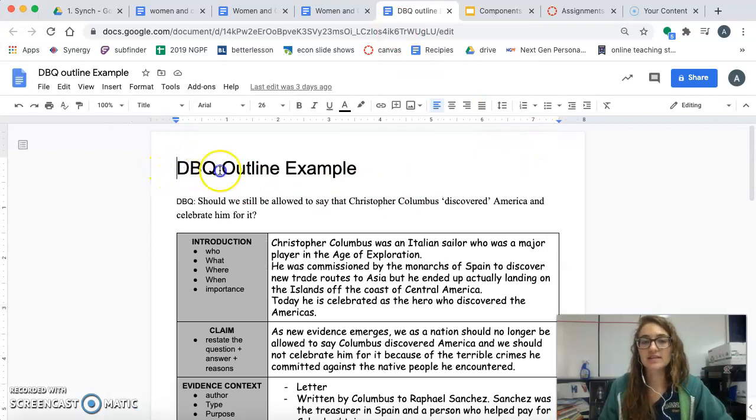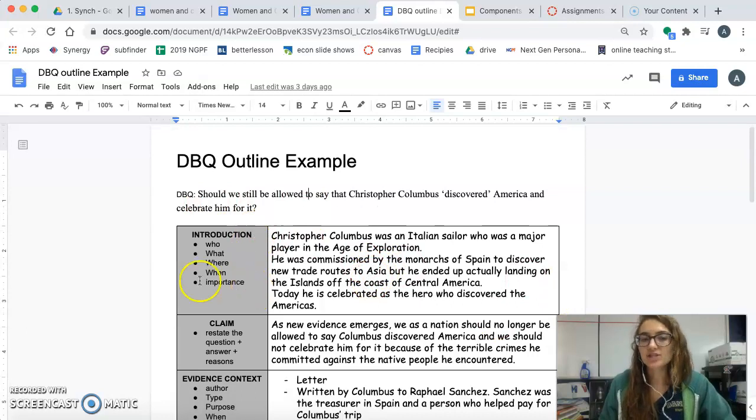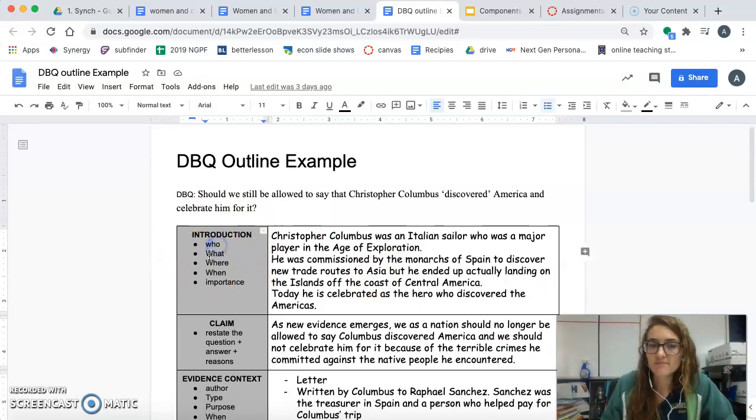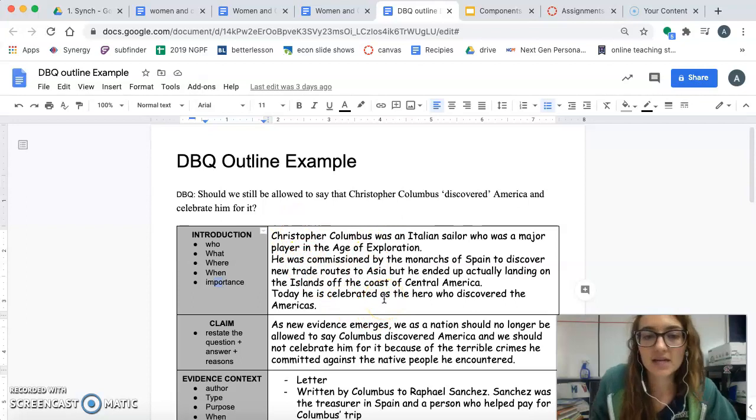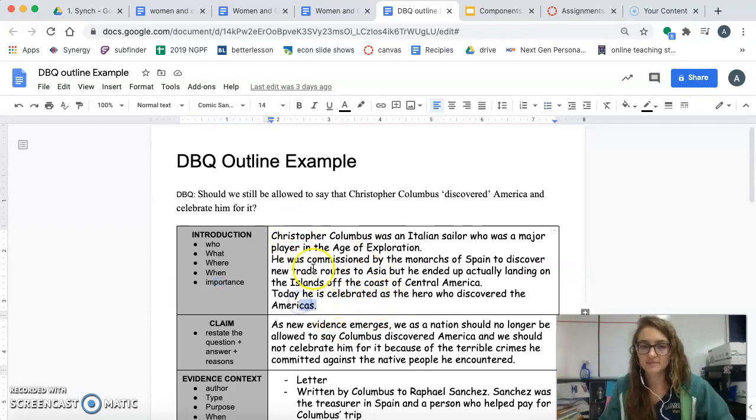So here's an example DBQ outline, with the question being, should we still be allowed to say that Christopher Columbus discovered America and celebrate him for it? So for an introduction, remember, who is Christopher Columbus? What did he do? Where did he do it? When did he do it? Why was he important? That's what you're doing in your intro. This should be in sentences. It doesn't need to be fully connected into a paragraph, but it should be in complete sentences.